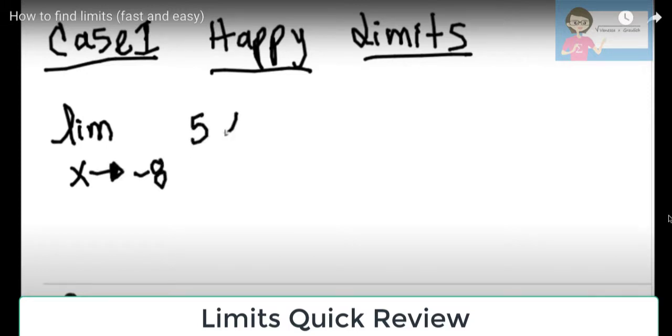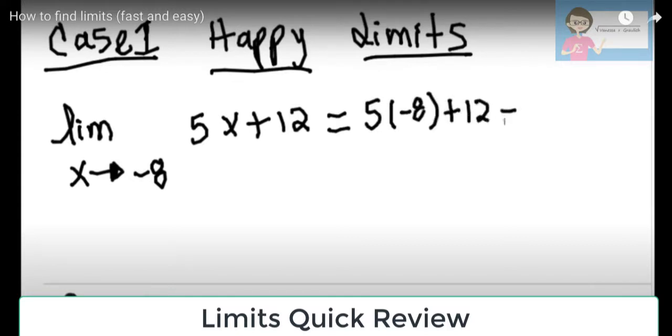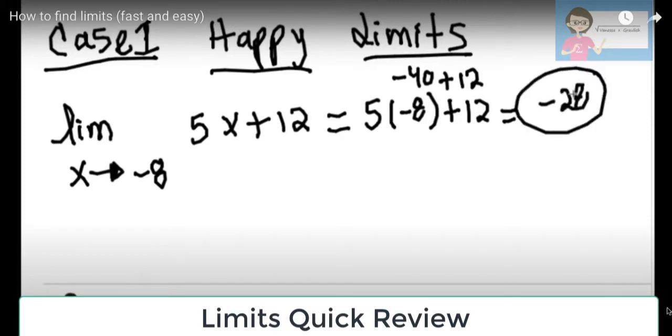For example, the limit when x is approaching -8, and then they give you the function 5x plus 12. Well, here I see that I can just go ahead and plug in my value. So I do 5 times -8 plus 12. This is going to be -40 plus 12. The limit when x approaches -8 is -40 plus 12, which is -28. Very easy, very happy to do this limit.